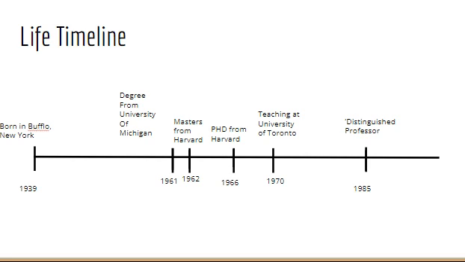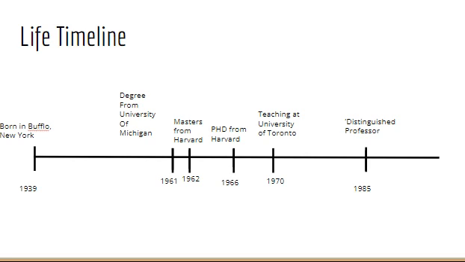After a brief assistant professorship at the University of California, Berkeley, Cook joined the faculty at University of Toronto in 1970 as a professor in the computer science and mathematics department. He was granted the honor of Distinguished Professor in 1985, 15 years after he joined Toronto.